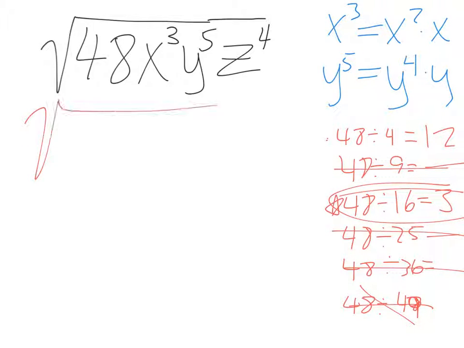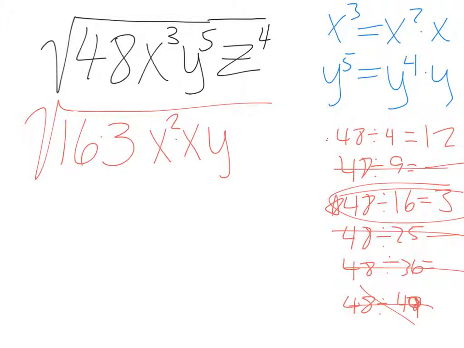And when I split 48 up, I'm going to split it into 16, and then the other factor that went with 16 was 3. So I split it up into 16 times 3. So again, I'm not changing my value because 16 times 3 is still equal to 48. I don't change the value of the expression, I'm just changing how I write it so I can simplify. Okay, and then I'm going to split up my x's, so x squared times x, y to the fourth times y, and then z to the fourth. We do not have to split that up because it is an even exponent.